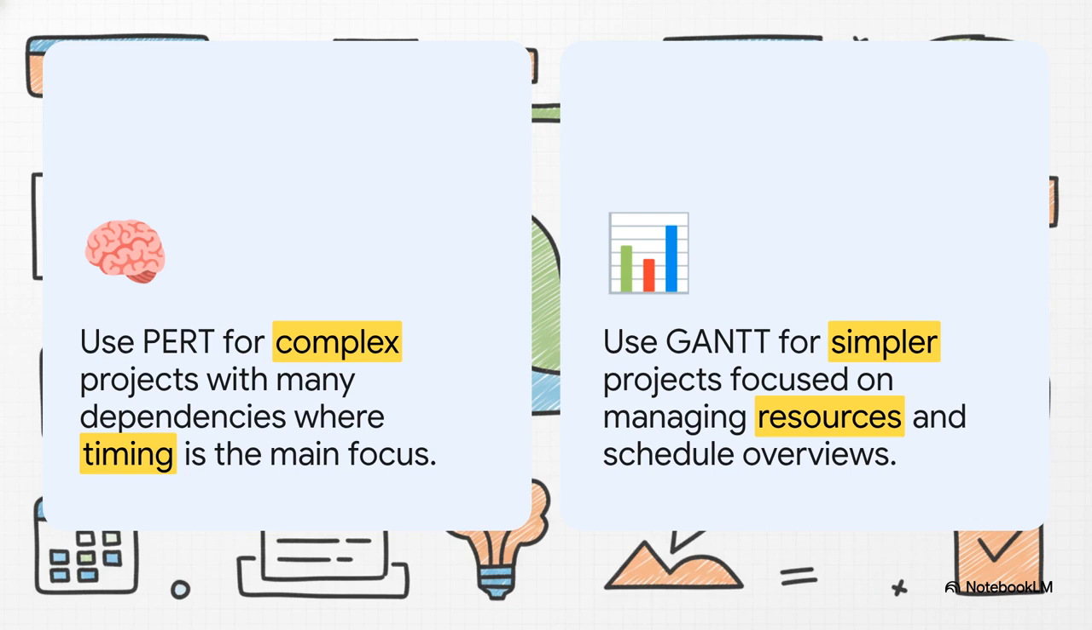Now, you're probably wondering, okay, but what about Gantt charts? It's a great question, and this slide really breaks it down. Look, it's not about which one is better. It's about using the right tool for the right job. Gantt charts are fantastic for visualizing schedules and managing resources on simpler projects. But when you've got a beast of a project with tons of dependencies and timing is everything, that's when PERT is the superior tool. Why? Because it's literally designed to find that critical path and manage all the uncertainty around it.